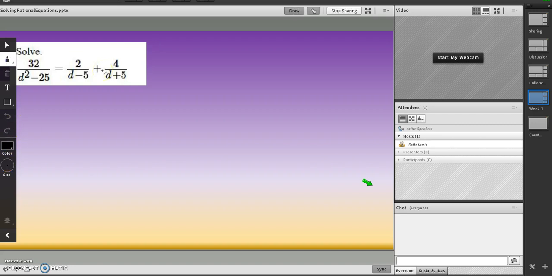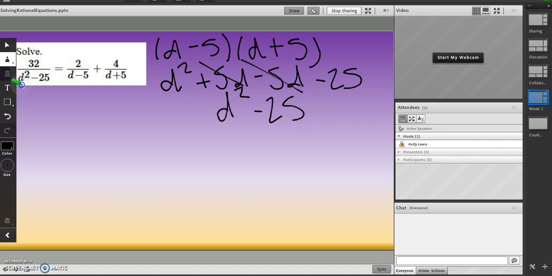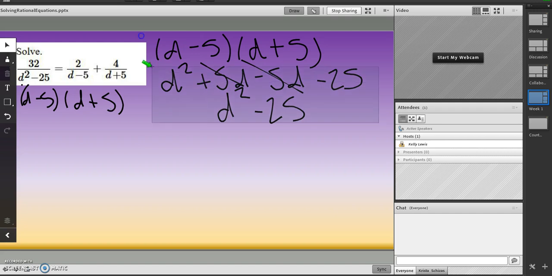All right, if you notice something on this, d minus 5, I'm going to write it down and then I'll end up deleting it, but watch. d minus 5 times d plus 5. When we multiply it all out, we're going to get d squared plus 5d minus 5d minus 25. These guys cancel, okay? And we get d squared minus 25. So that can be written as d minus 5, d plus 5. So that's really the common denominator here. d minus 5, d plus 5.